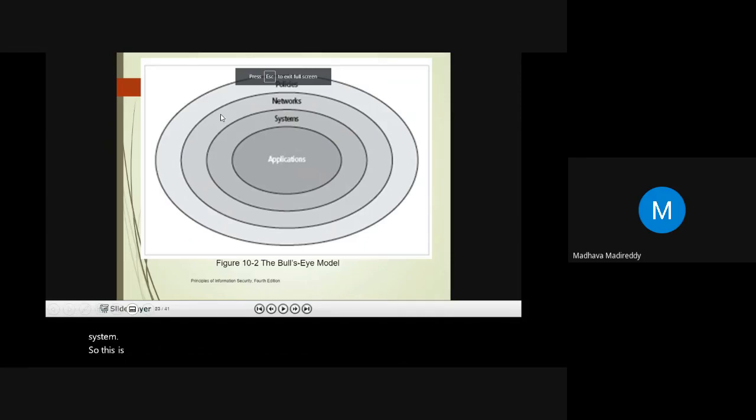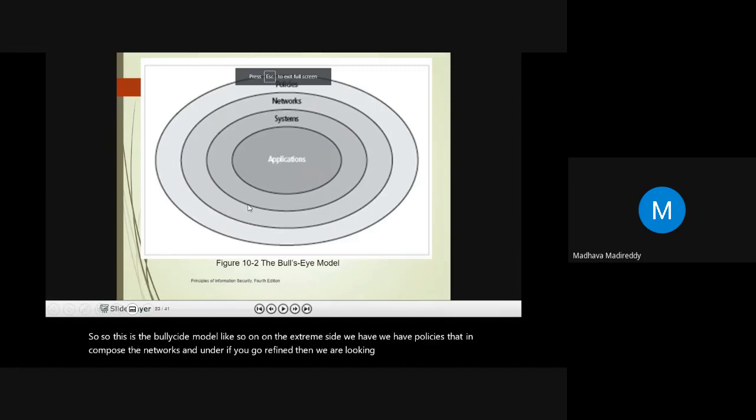So this is the bullseye model. On the extreme outside, we have policies that encompass the networks, and if you go more refined, then we're looking at systems. Then if you go further, we are looking at the specific application. So as we are converging from the outside to the inside, we are getting narrow and granular. So that's the bullseye model approach.